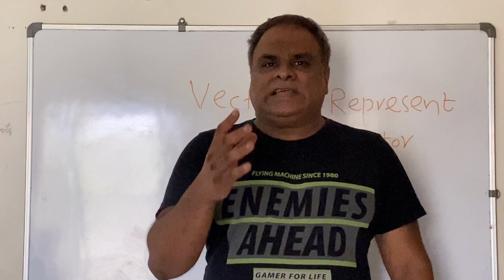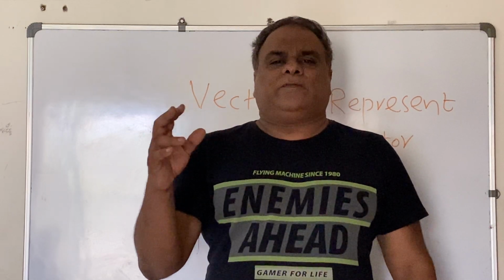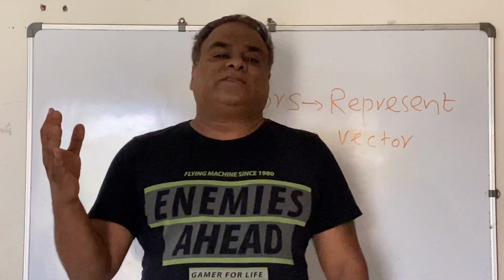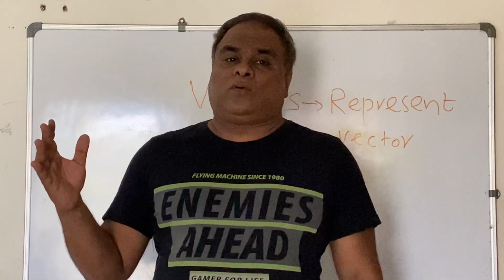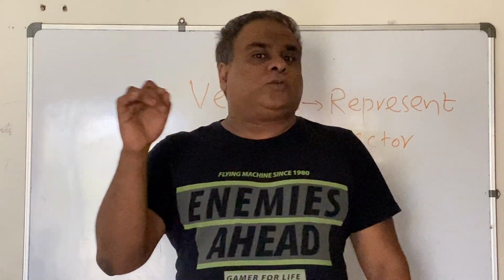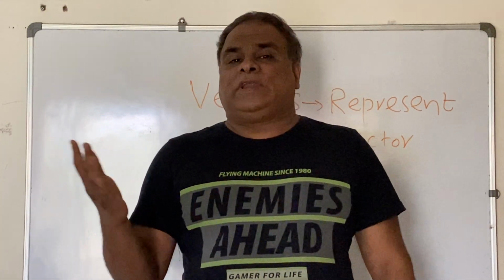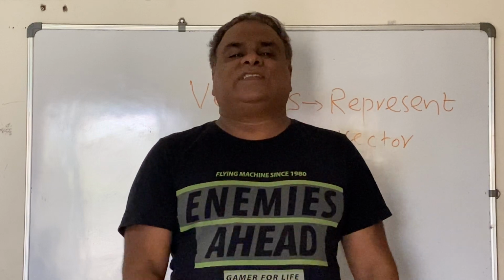Like scalars, you can add: 5 kg mass plus 5 kg mass is equal to 10 kg, 2 kg mass plus 2 kg mass is equal to 4 kg. But 2 Newton plus 2 Newton cannot be 4, it can be 0 as well. I discussed this in the last video.